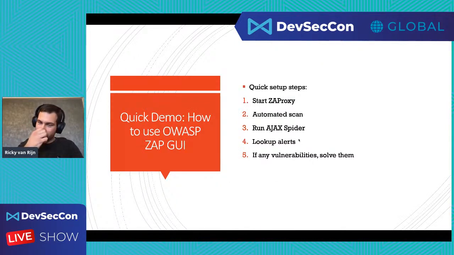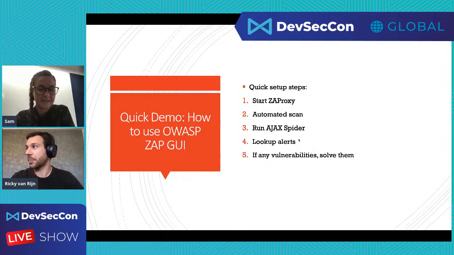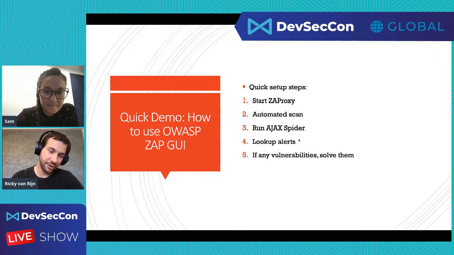And just to show the steps from the demo, how to use the graphical user interface: you just start it, you go to the automated scan, you run the Ajax spider, and I did it with Firefox headless, but you can also use a browser of your own preference. That's all up to you. Maybe it can show you some other results based on the browser.